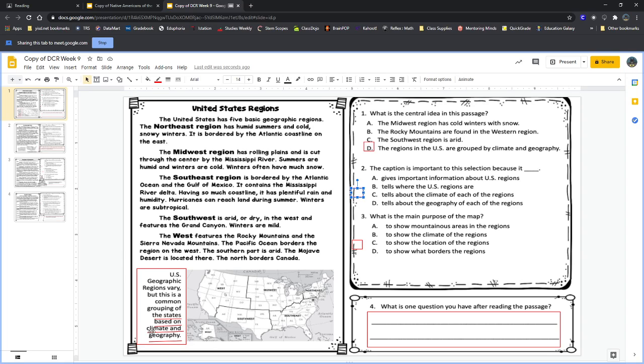Nakai. A. Which one? A. A, gives important information about the U.S. regions. What information does it give us?